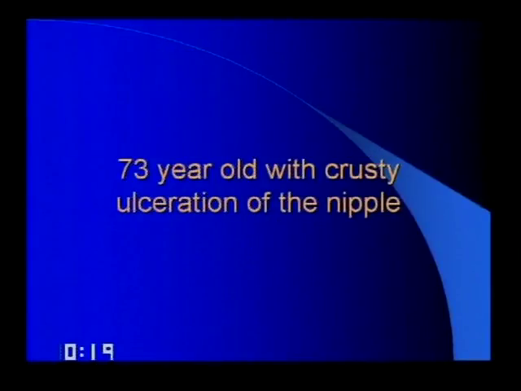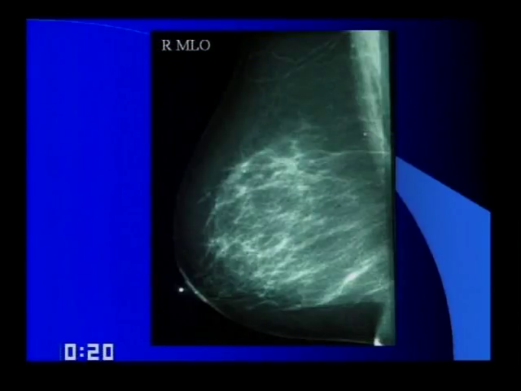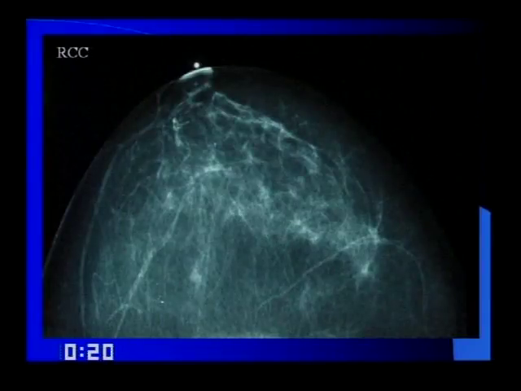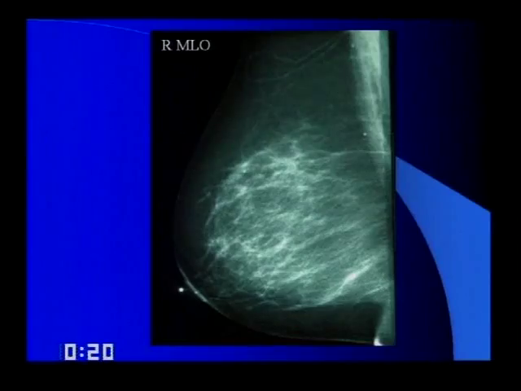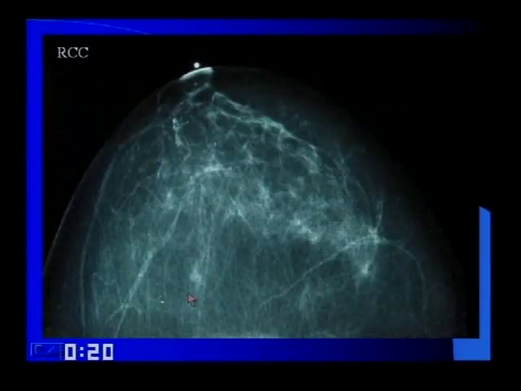A 73-year-old with a crusty ulceration on the nipple. This is the MLO, and CC views. On the MLO, there is some skin thickening around the nipple, and I don't really appreciate it anywhere else. I'm also looking for any kind of focal mass that might be associated with this. This is a CC view, and on the CC view, again, I see some skin thickening.